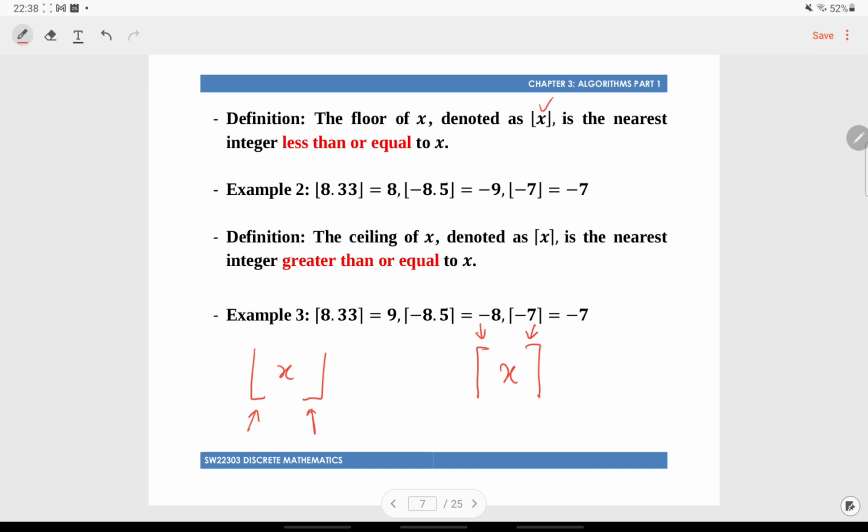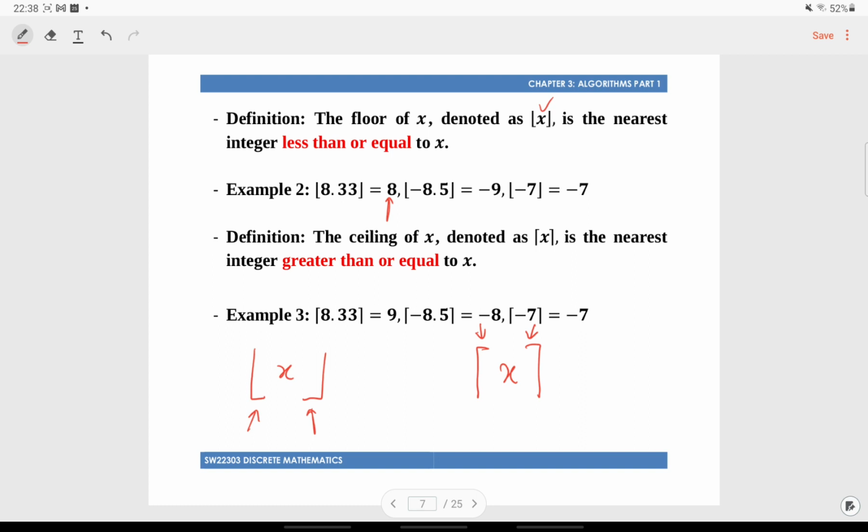The floor of x is the nearest integer less than or equal to x. For example, the floor of 8.33 is the integer 8, because the integer 8 is the nearest integer that is less than 8.33.